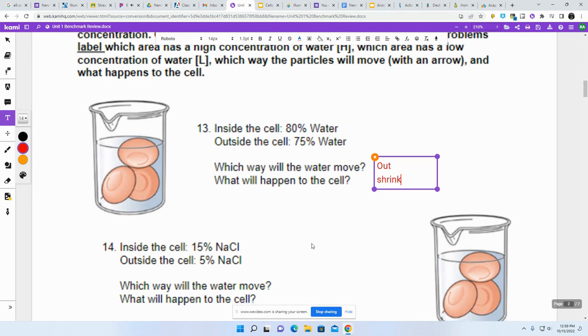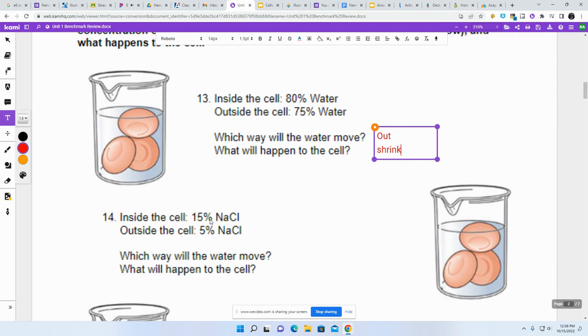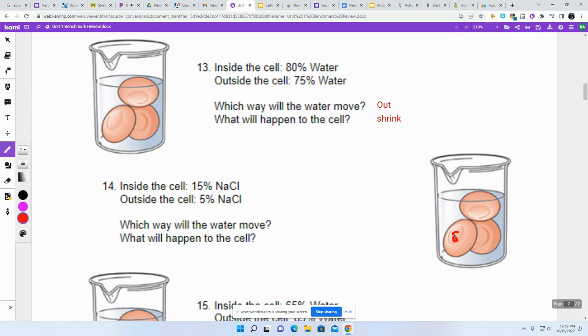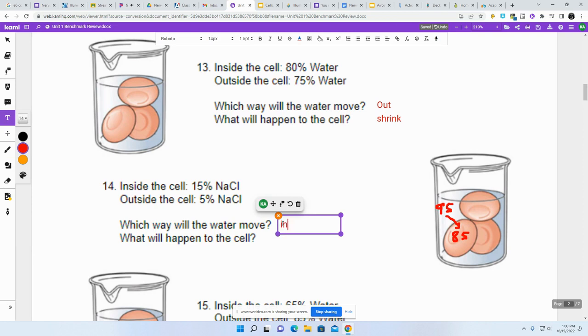All right, this one's kind of the opposite because this one is telling us how much salt. NaCl, sodium chloride, that's salt. Inside the cell is 15% salt. Outside the cell is 5% salt. So basically, inside the cell, since it's 15% salt, it's going to be 85% water. So I'll go ahead and write it. 85% water in here. And the outside's 5% salt, so it's going to be 95% water out here. All right, so 95 is higher than 85. So in this case, water is going to move into the cell from high to low concentration. So water is going to move in. The cell will grow or get bigger.